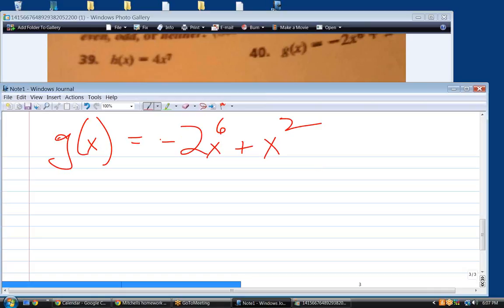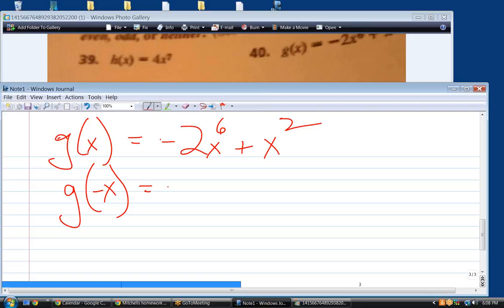So what do I want to look for here? If g of x is, or if it's g of negative x. What is g of negative x? Let's find out. That's always the first test to determine whether something is odd, even, or neither: find out what g of negative x is. Okay, so tell me what to write over here.